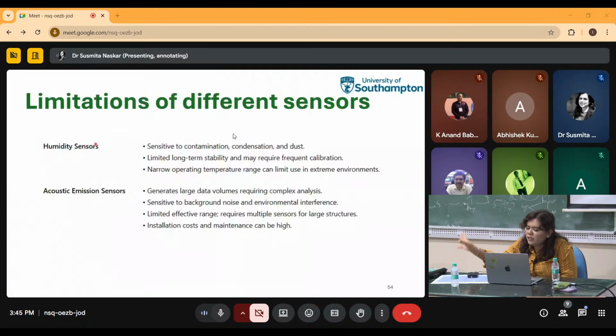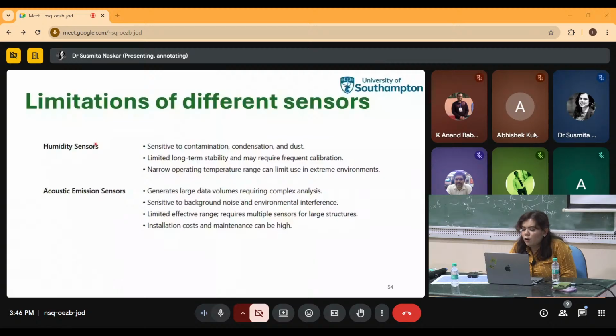They are also very sensitive to background noise and environmental interference. That means signals not coming from the structure can mask or distort the signals of interest, which are the ones from the infrastructure we care about. They also have a very limited effective range, so multiple sensors may be needed to cover a large structure. The number of AE sensors is always much higher because their range is small, and their installation and maintenance costs can be relatively high compared to a simple sensor system.